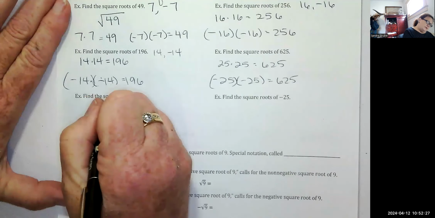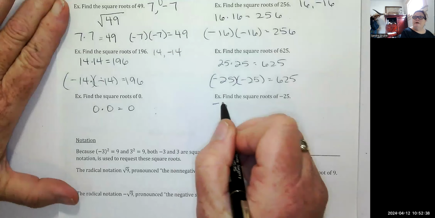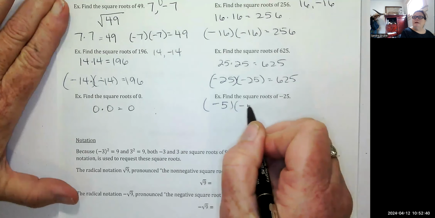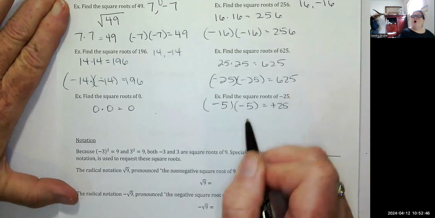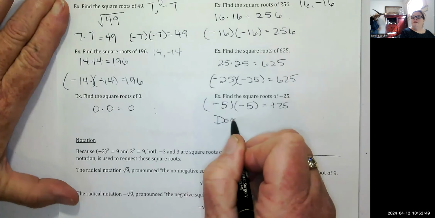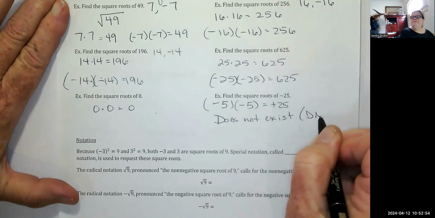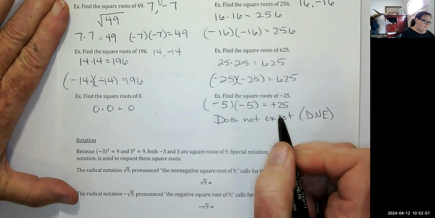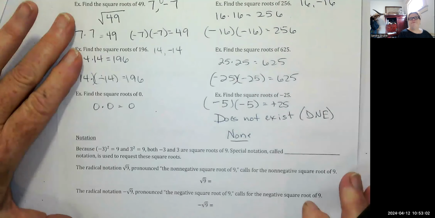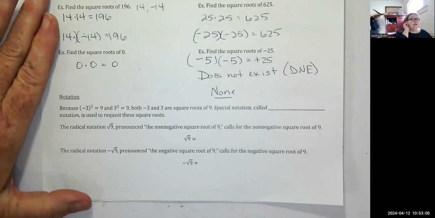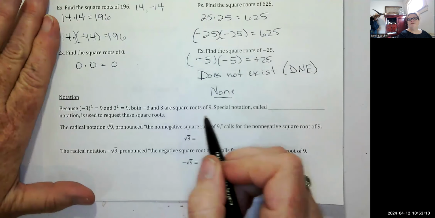Find the square roots of negative 25. Well, it can't be 5 times 5. What about negative 5 squared, which is negative 5 times negative 5? Well, that's a negative times a negative, which is a positive 25. So there are none. Does not exist. So when you're doing this, you're going to use DNE. Does not exist. Or you could say, for me, none, does not exist, whatever you want to say. There are none. All right, because negative 3 squared is equal to 9 and 3 squared equals 9, both negative 3 and 3 are square roots of 9.